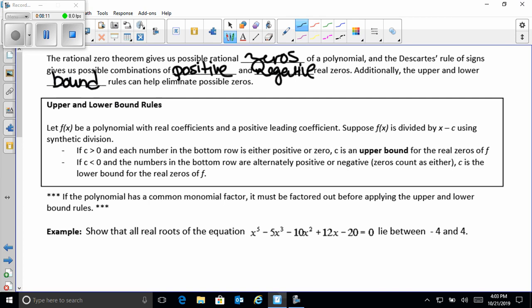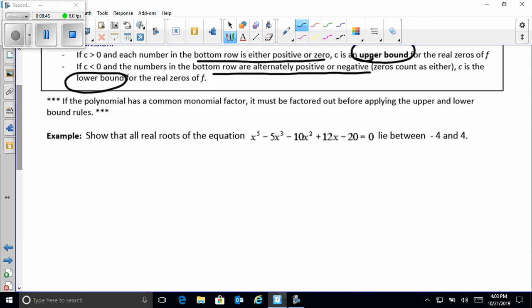So looking at this rule, if I do synthetic division, and my bottom row, or my quotient, is all positive or 0, then that value that I divided by is an upper bound. And if I do synthetic division and my rows are alternating positive and negative, then that is a lower bound. So this example right here is going to show you what we're talking about.